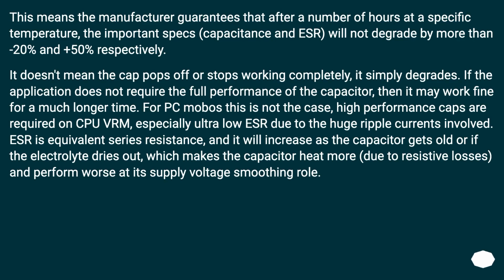High performance caps are required on CPU VRM, especially ultra-low ESR due to the huge ripple currents involved. ESR is equivalent series resistance, and it will increase as the capacitor gets old or if the electrolyte dries out, which makes the capacitor heat more, due to resistive losses, and perform worse at its voltage smoothing role.